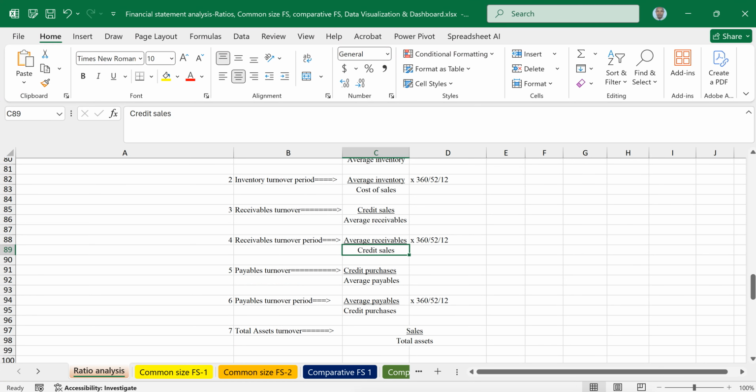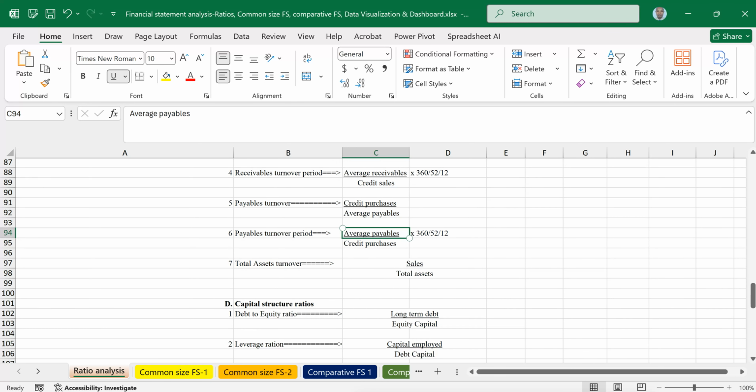Then we have the payables turnover. Payables turnover measures the number of times that you make credit purchases, and you take the credit purchases over average payables. But if you want the duration, the period it takes you to pay your payables, then you take your average payables over credit purchases and multiply with the duration, either in days, weeks, or months.